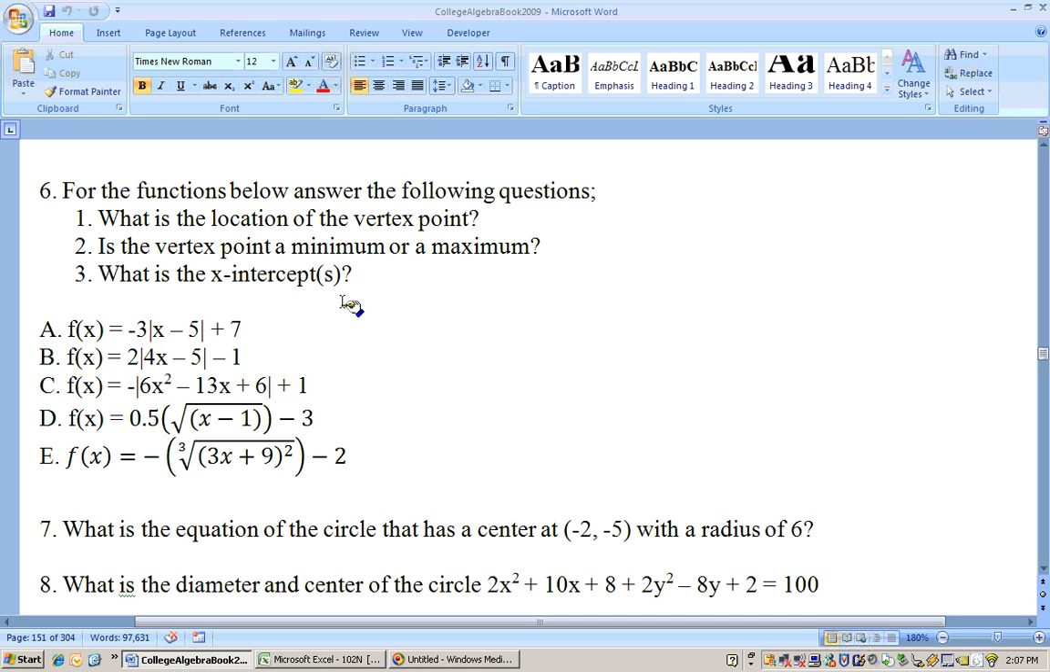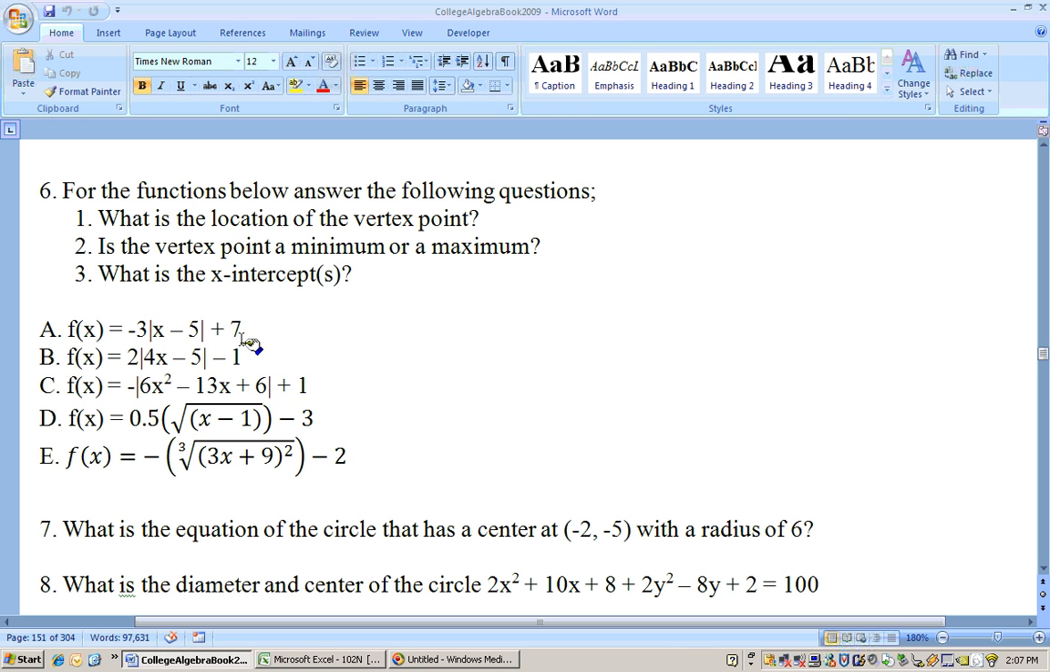Okay, let's go ahead and continue on with the practice test. This is problem number 6, and it says for the functions below, answer the following questions. What is the location of the vertex point? Is the vertex point a minimum or a maximum? And what is or are the x-intercepts?